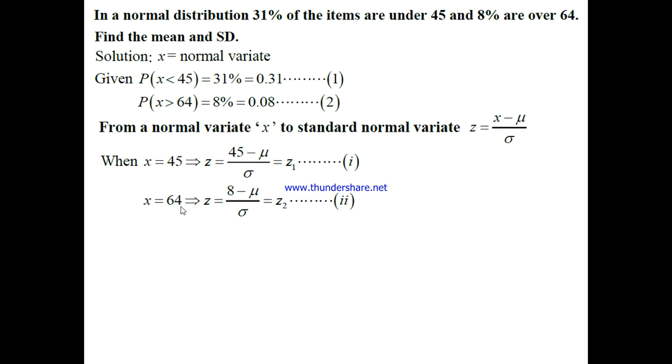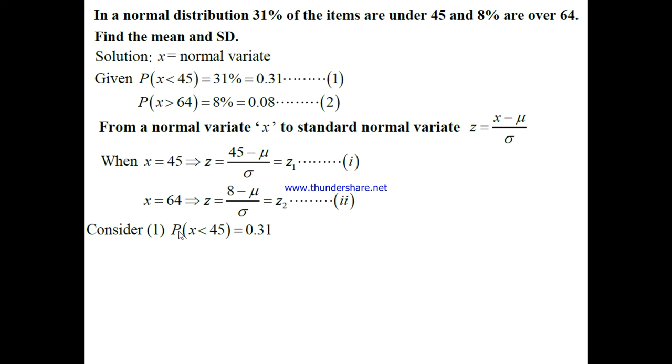And for X is equal to 64, our Z is (64 minus mu) by sigma, mu and sigma as it is. Sorry, instead of 64, here it is 8. Please consider it as 64. For our simplification, let us consider this term as Z2.